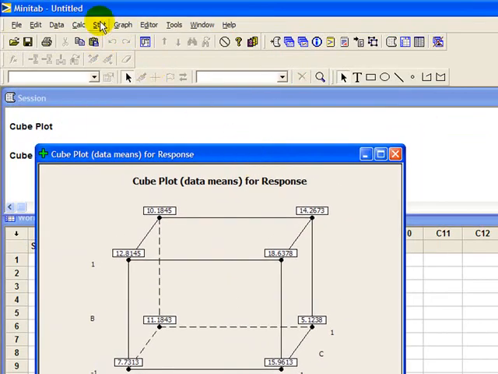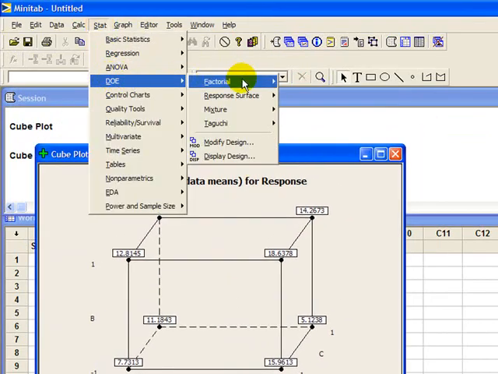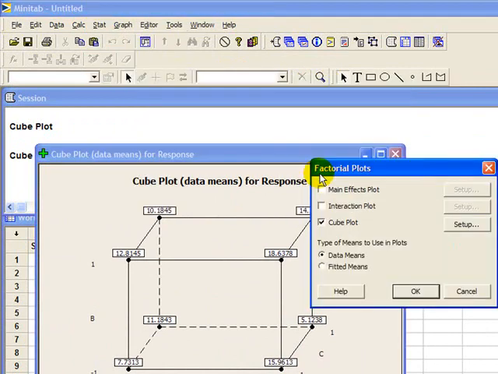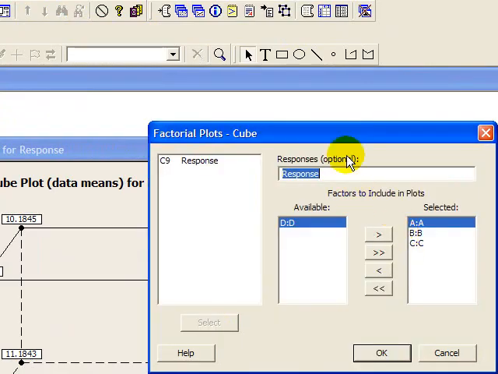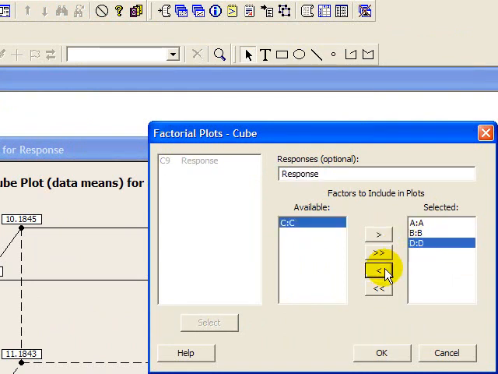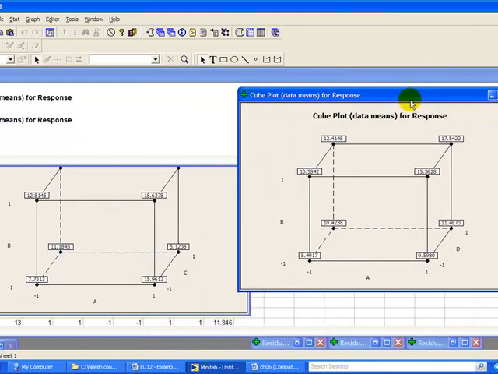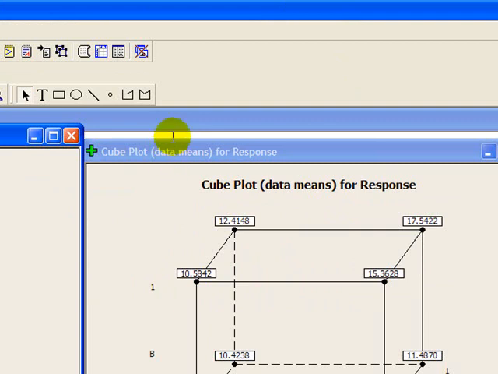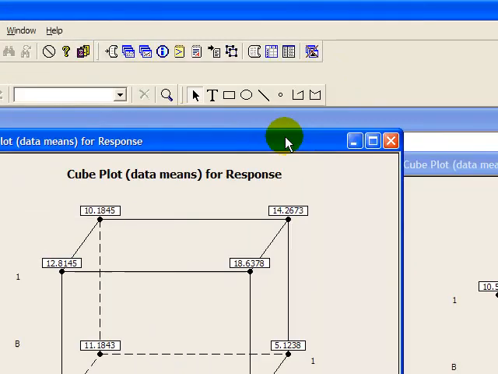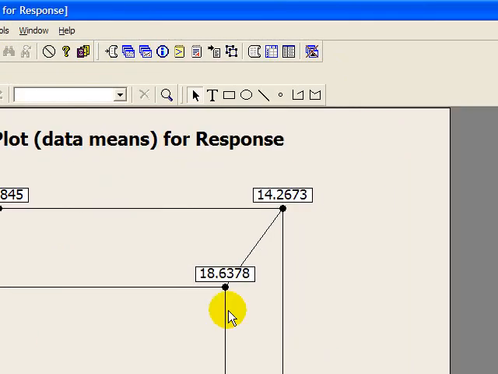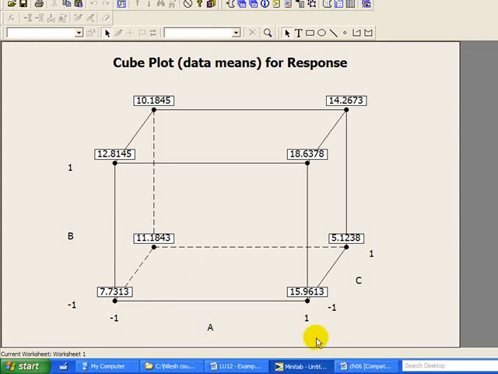Now again I will go to Stat, DOE, Factorial Plots. The only difference is this time I am going to select D and take out C. So I have two cube plots. Now let's study these two plots. I'm looking at the first cube, which is A, B, and C, right?